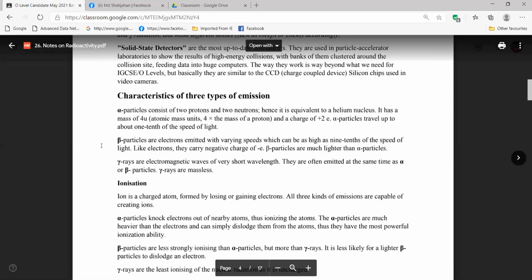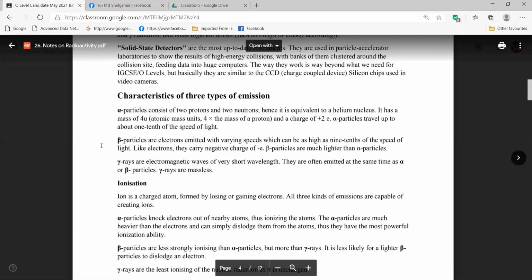They don't have any charge. So if they don't have any charge, they show no deflection in an electric field or magnetic field. So are you getting it? If you are sending gamma rays through any electric field, they will not be affected by the electric field. They will not be affected by a magnetic field. Okay, so gamma rays have these characteristics, and they don't have any mass.